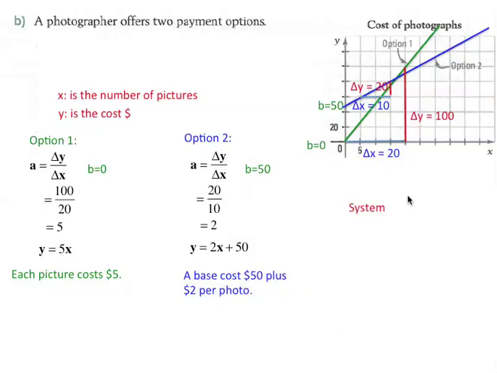Still have to do the system. So the system of equations is going to be y equals 5x for the first situation, and for option number 2, y is equal to 20x plus 50. Okay.